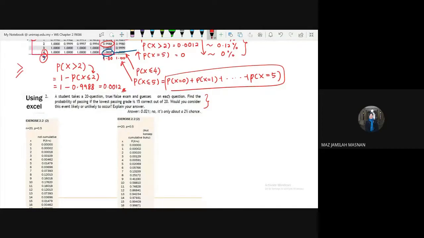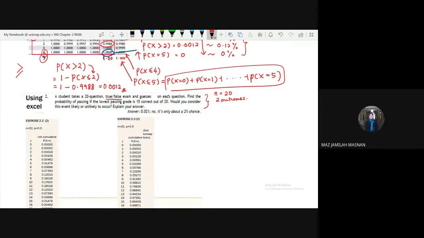So we have 4 criteria, right? What would be the criteria? The first one is n trials. How many trials do you have in this case? 20 trials. The second one would be the outcomes. When you have true or false, we know there will be two outcomes only: true or false, correct or incorrect. Could be either one.